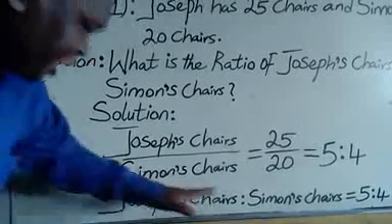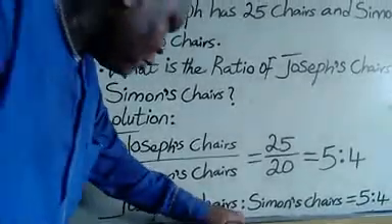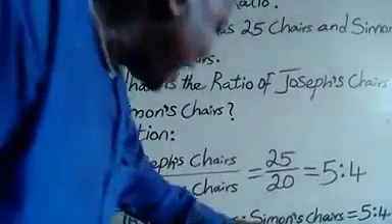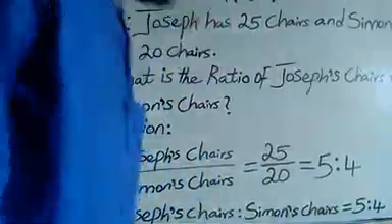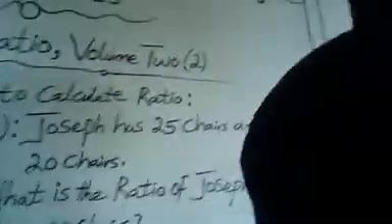Joseph's shares ratio Simon's shares is equal to 5:4. This is the answer. Example 2.